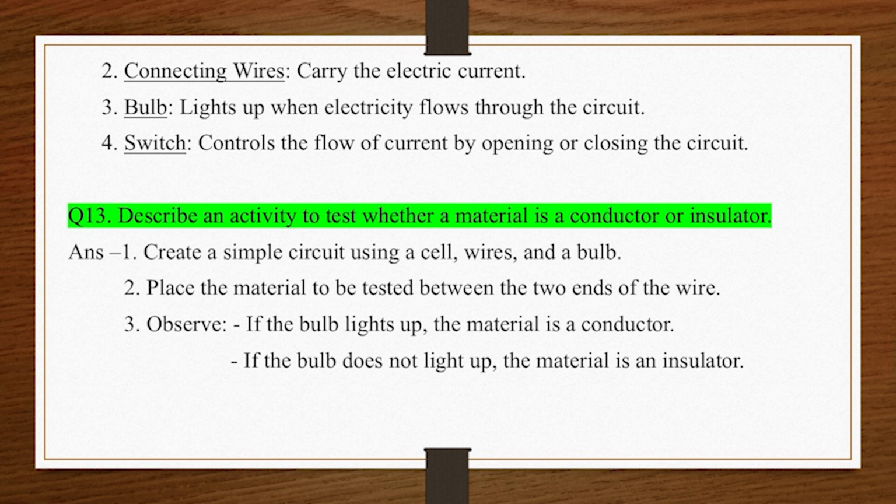13. Describe an activity to test whether a material is a conductor or insulator. Answer. 1. Create a simple circuit using a cell, wires, and a bulb. 2. Place the material to be tested between the two ends of the wire. 3. Observe. If the bulb lights up, the material is a conductor. If the bulb does not light up, the material is an insulator.